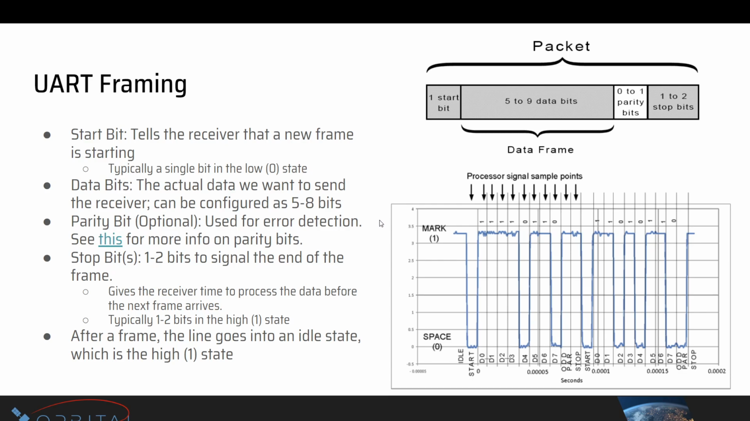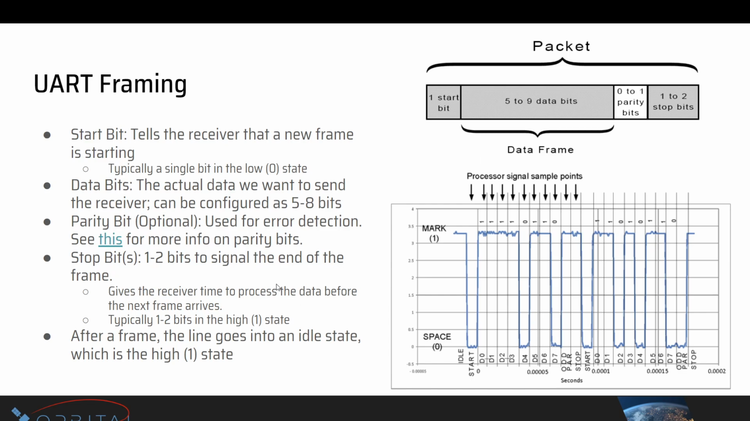So parity bits are just used for error detection. It's kind of out of the scope of this workshop, but you can click on this link after to see more info. It's just one bit that helps you detect if there was an error or not by doing certain operations on the data that you receive.